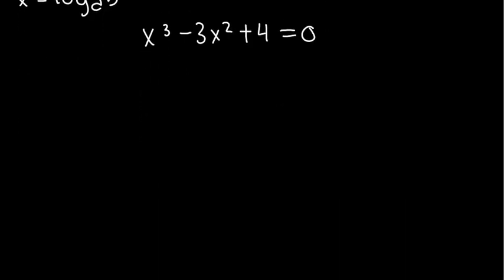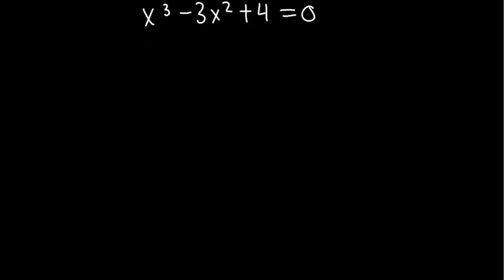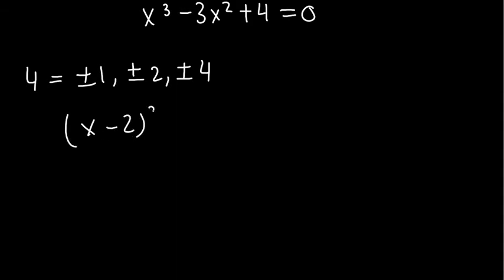Now we can solve this by factoring using the rational root theorem. If you do the rational root theorem out, you get the factors of 4 divided by 1, which are plus or minus 1, plus or minus 2, and plus or minus 4. And then you can see that it all factors out to (x minus 2) squared times (x plus 1), which is equal to 0.